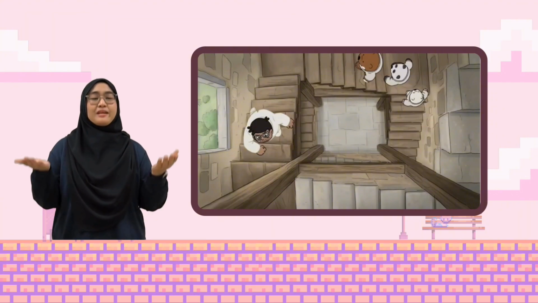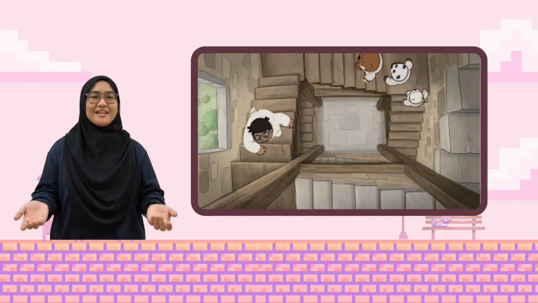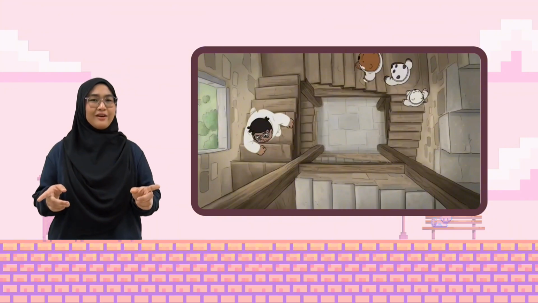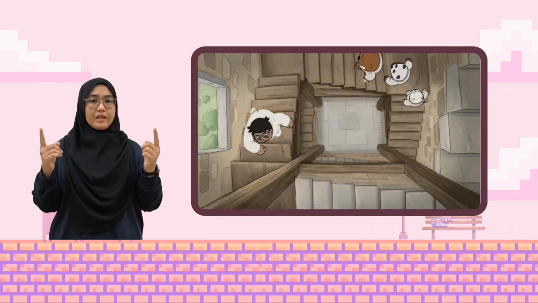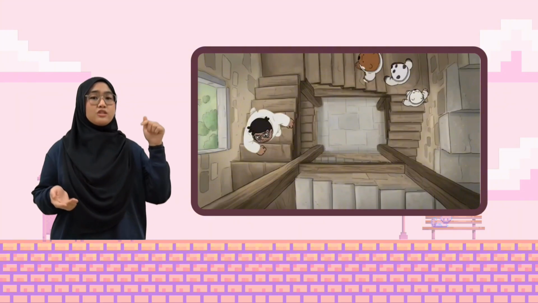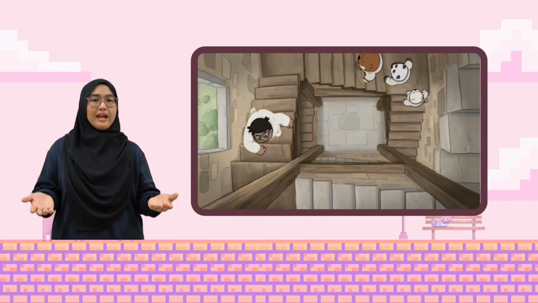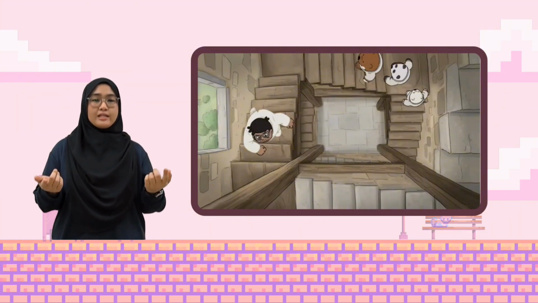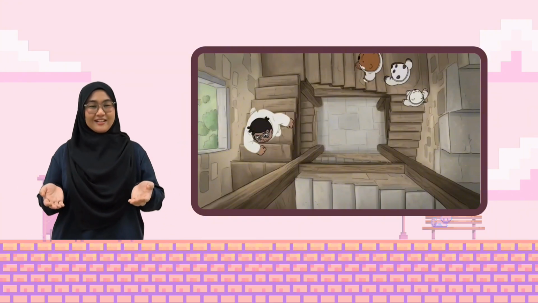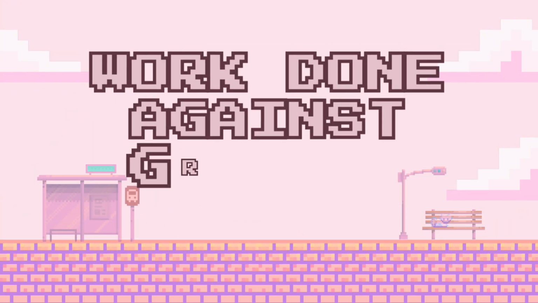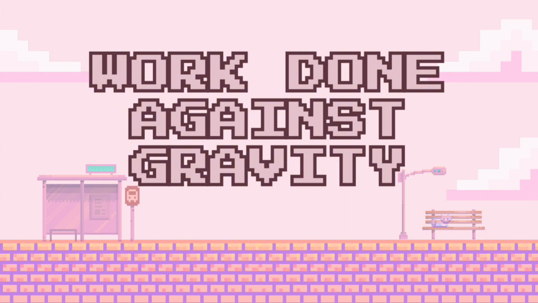Look at the bears climbing the stairs. They are chasing someone, but let's focus only on the upward movement. Notice that as they go up, they apply a force opposite to gravity. So, every time the bears climb upward, they are doing something. In physics, it is called work done against gravity.